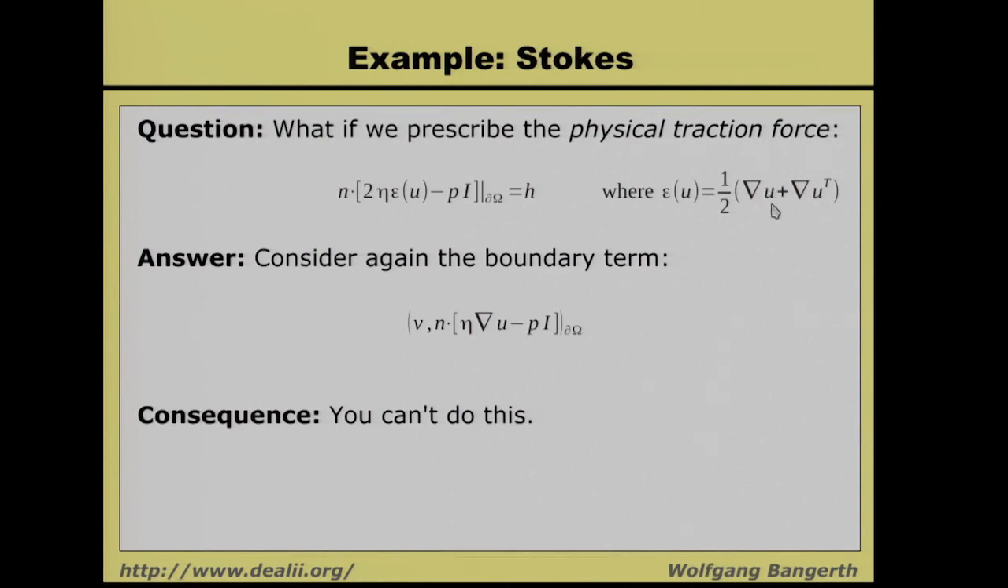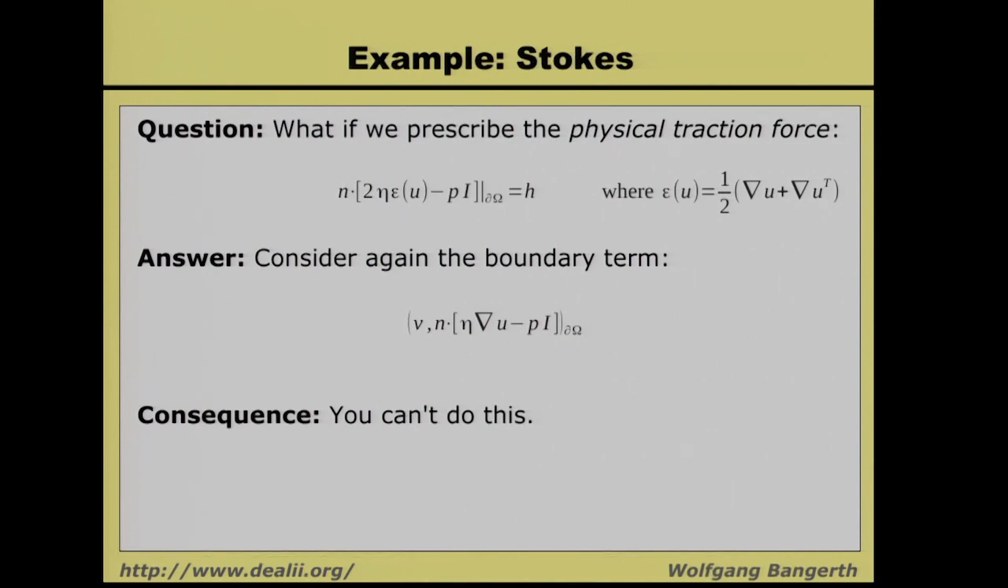You remember u is a velocity vector, so grad u is actually a matrix, a dim by dim matrix, and I can take the matrix plus its transpose and take 1/2 of it. That's exactly the symmetric part of it. So the physicists say this here is exactly the physical term that describes what traction forces look like.